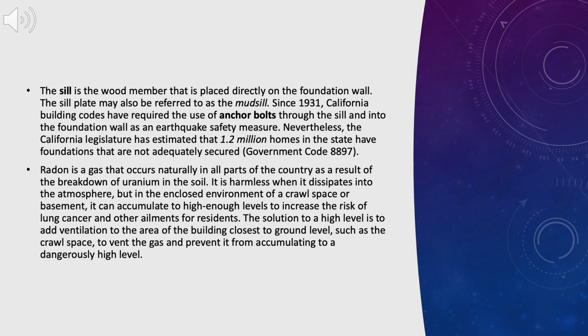Radon is a gas that occurs naturally in all parts of the country as a result of the breakdown of uranium in the soil. It is harmless when it dissipates into the atmosphere, but in the enclosed environment of a crawl space or basement, it can accumulate to high enough levels to increase the risk of lung cancer and other ailments for residents. The solution to a high level is to add ventilation to the area of the building closest to ground level, such as the crawl space, to vent the gas and prevent it from accumulating to a dangerously high level. Framework.